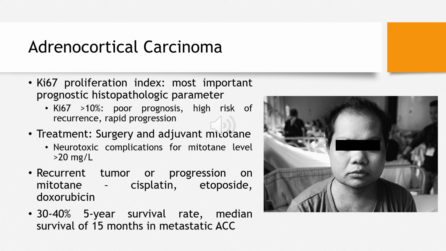Patients with confirmed ACC and successful removal of the primary tumor should receive adjuvant treatment with mitotane. However, in cases of recurrence or progression on mitotane, chemotherapy with cisplatin, etoposide, or doxorubicin is indicated. However, despite treatment, the 5-year survival rate is around 30 to 40% only, and a median survival of 15 months in patients with metastatic ACC.